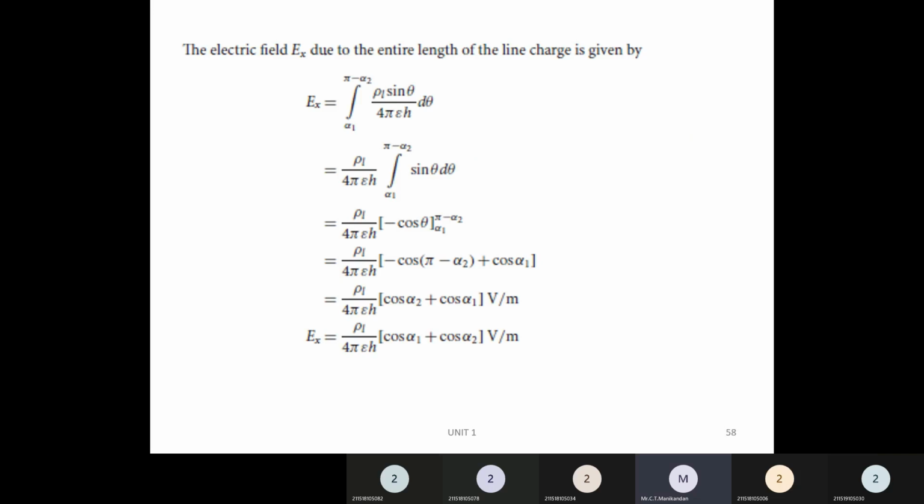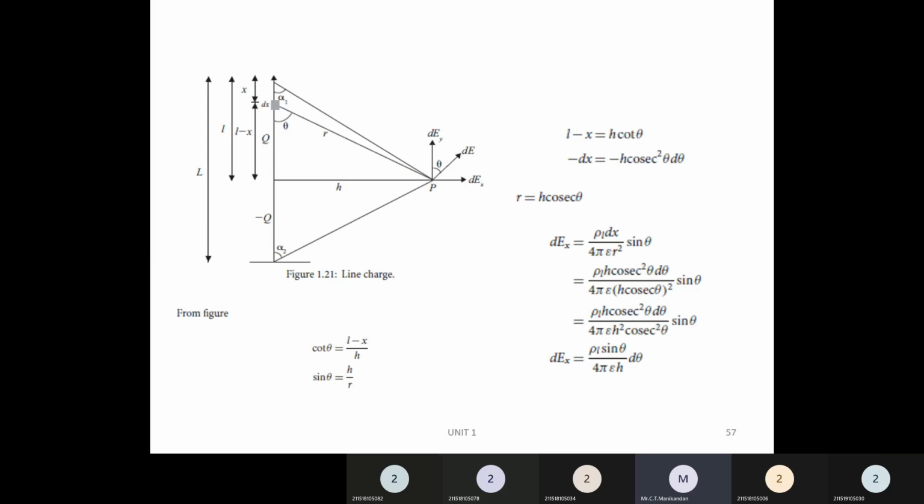For the finite line, we have two concepts. If you measure along the x-axis, the electric field intensity along the x-axis is given by the formula rho L by 4 pi epsilon h into cos alpha 1 plus cos alpha 2. Rho L is the line charge density, and h is the distance between the point and the line charge. You can see that in the diagram.